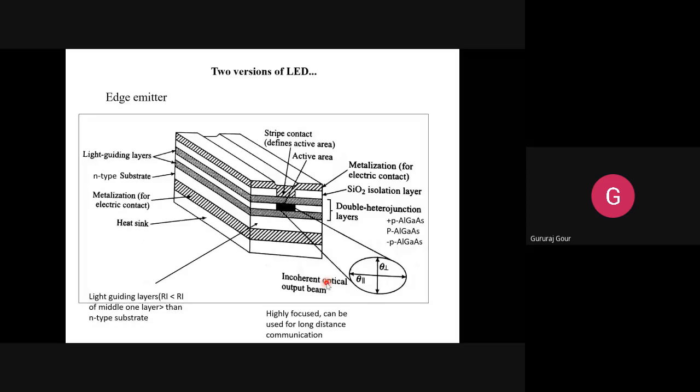Otherwise, their structures may be like H shape or maybe a rectangular shape like edge emitter. So the objective of any type of LED is to provide a more coherent optical beam involving the concepts of optical confinement and carrier confinement. So this active region, if you look at the structural details of these two variations of LEDs, is made up of three layers.